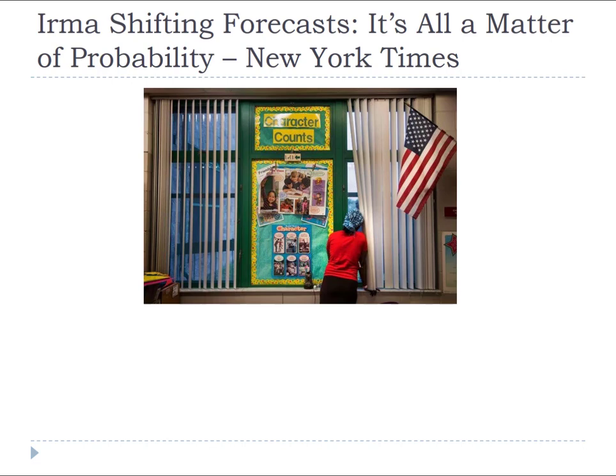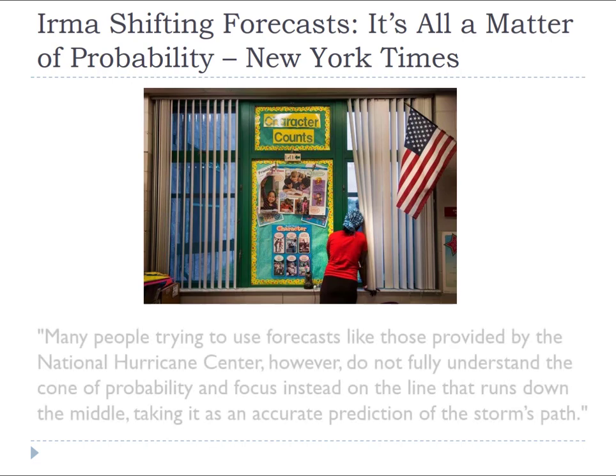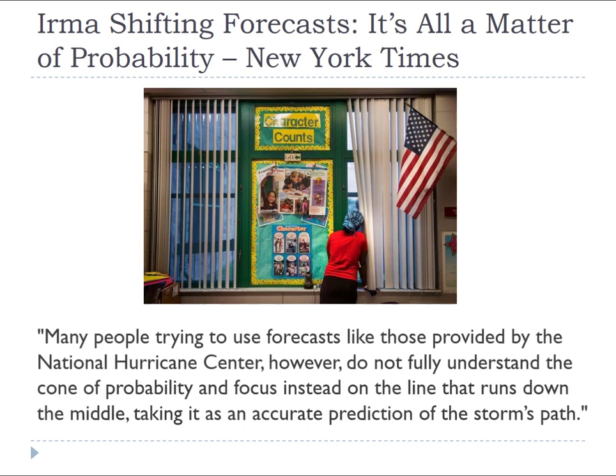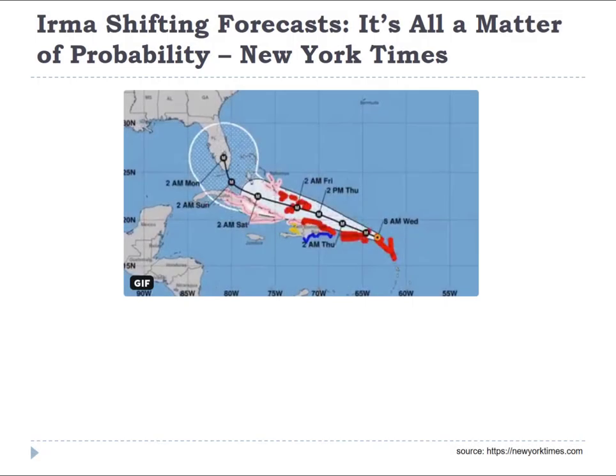get a direct hit. However, as the article in the New York Times titled Irma Shifting Forecasts, It's All a Matter of Probability, pointed out, quote, many people trying to use the forecast like those provided by the National Hurricane Center, however, do not fully understand the cone of probability and focus instead on the line that runs down the middle, taking it as an accurate prediction of the storm's path. End quote.